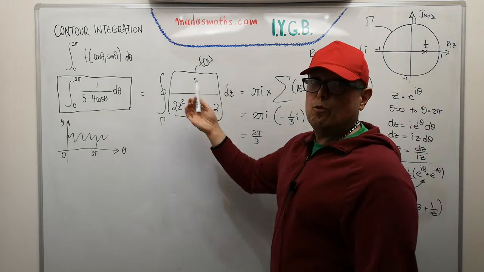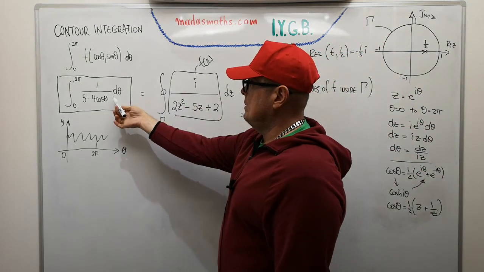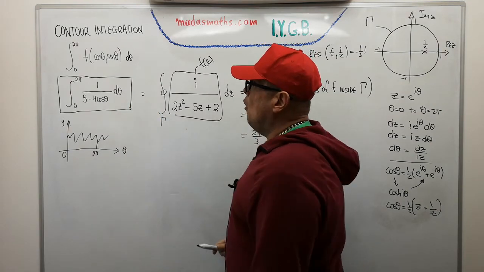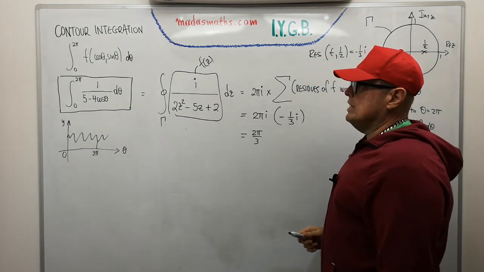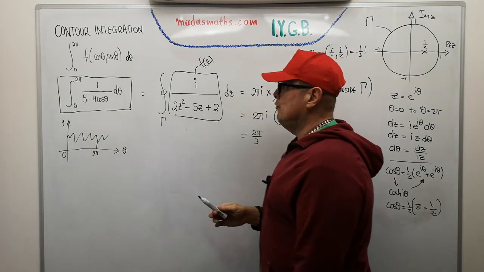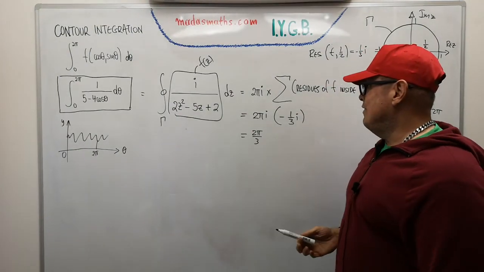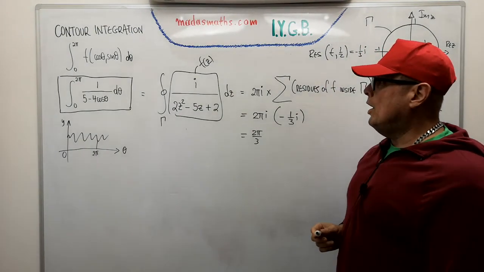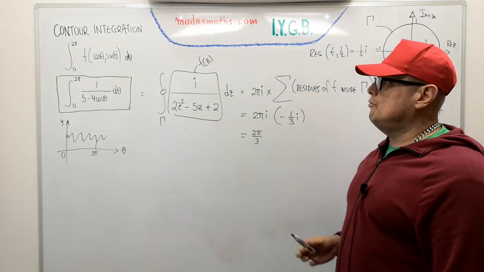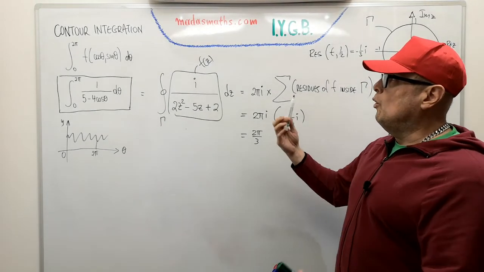But of course, this was parameterized from this particular real integral, and therefore the value of the integral we're trying to find, which is the integral from 0 to 2 pi of 1 over 5 minus 4 cos theta d theta, is in fact just simply 2 pi over 3. And that is as simple as that for lecture number 1 on contour integration.